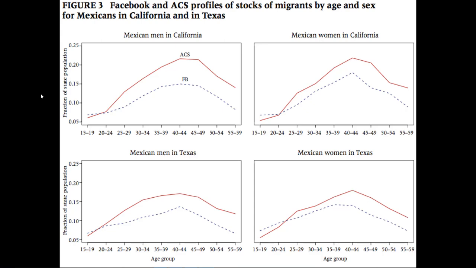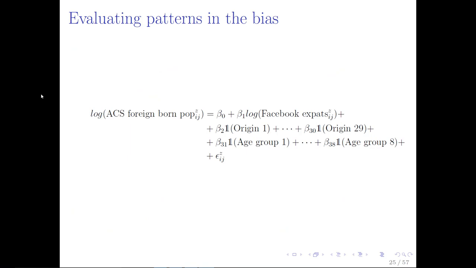So this is just an illustrative example. To get a more systematic assessment of these biases, we ran a simple regression model, where on the left-hand side we have the foreign-born population from country I to US state J by age group Z, and we had the respective value from Facebook. And then we had a set of dummy variables for countries of origin and for age groups. These dummy variables are intended to serve as a level parameter, since each country has its own level, and a shape parameter, since different age groups have different biases attached to them.